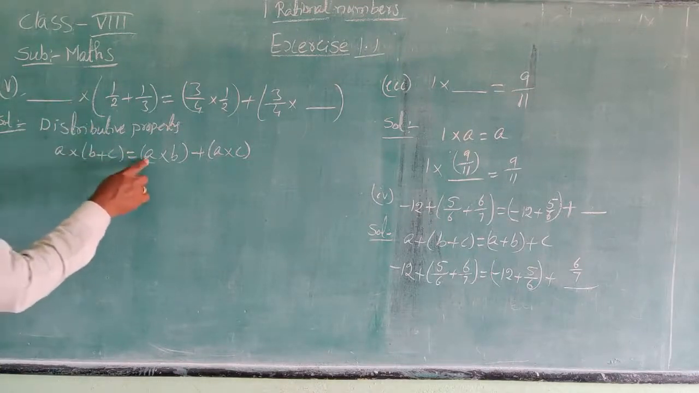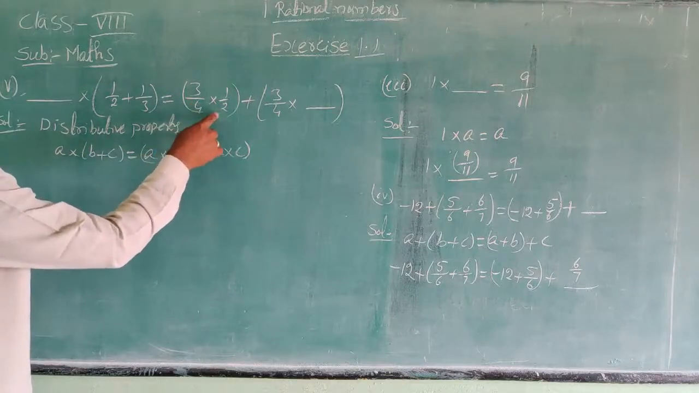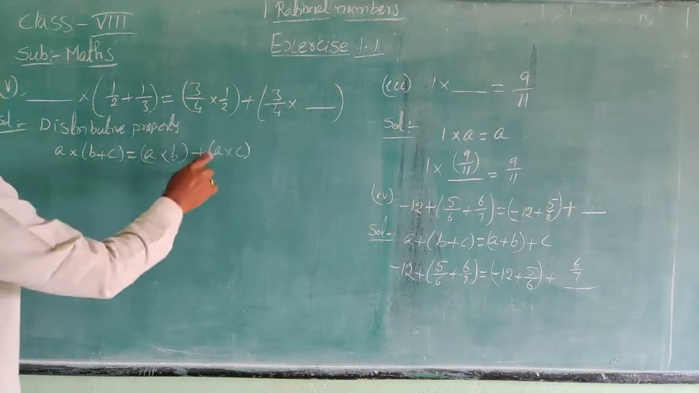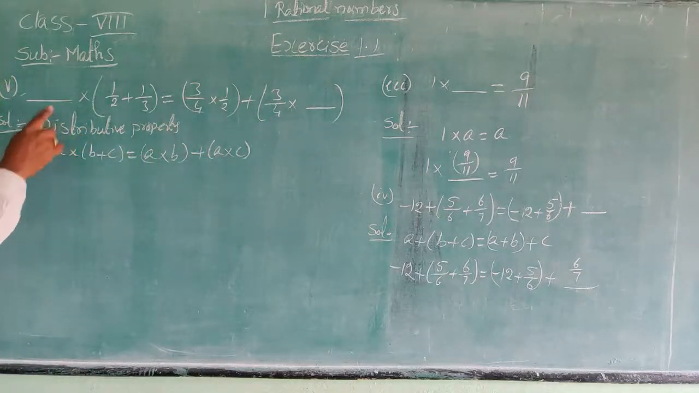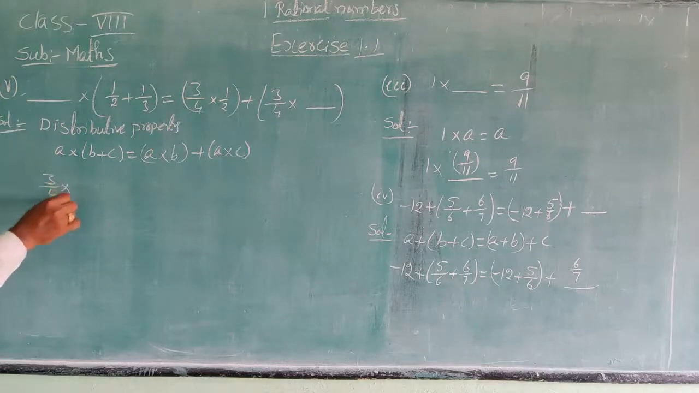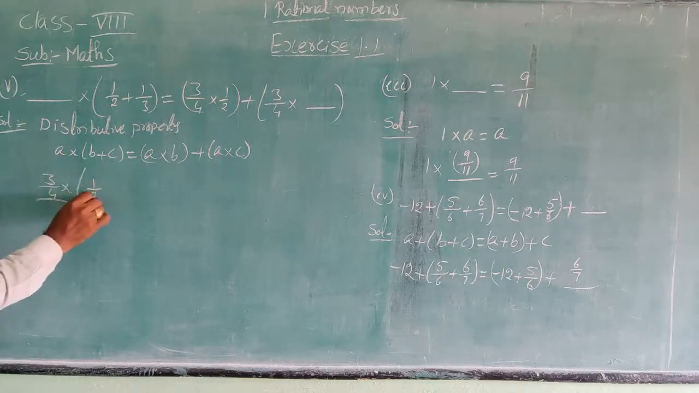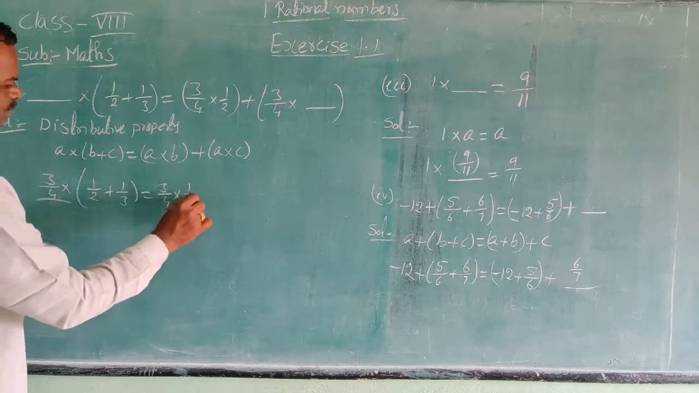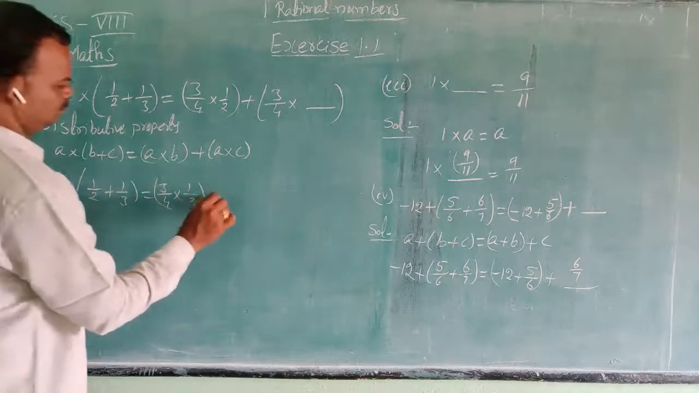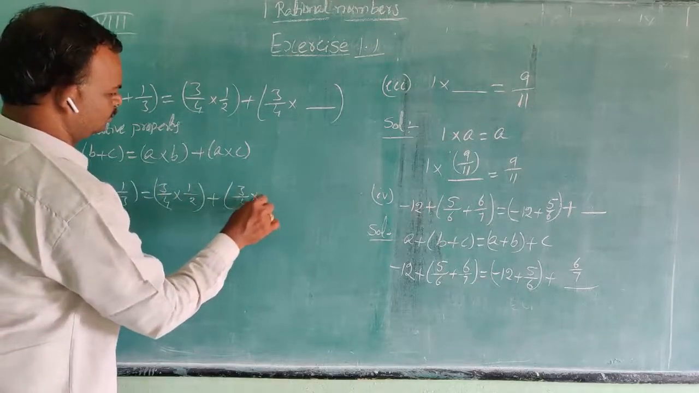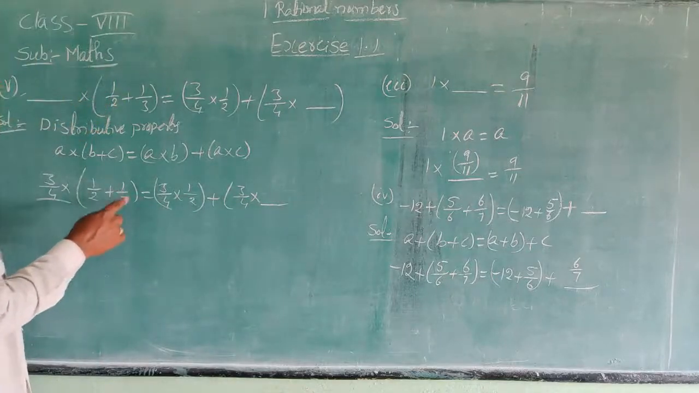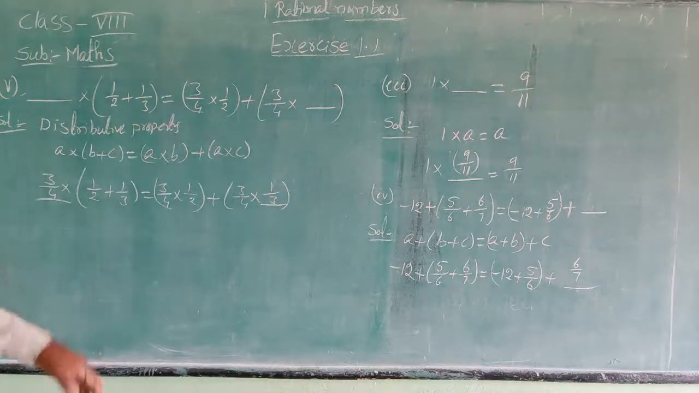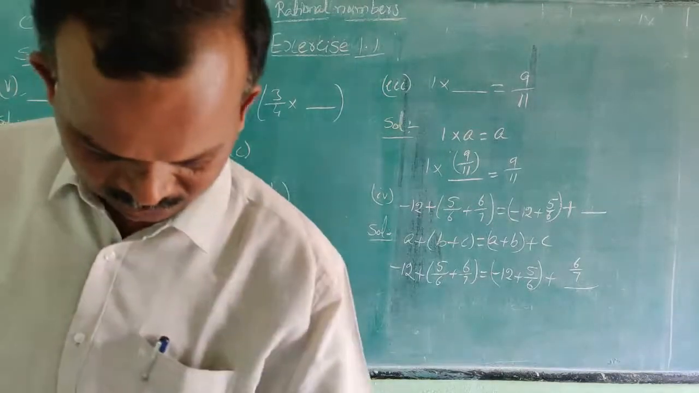Similarly, here the value is A into B, 3 by 4 into 1 by 2 plus 3 by 4 into dash. Here A is 3 by 4, so the first value is 3 by 4 into 1 by 2 plus 1 by 3, which is equal to 3 by 4 into 1 by 2 plus 3 by 4 into dash. Dash means the last value C, which is 1 by 3.